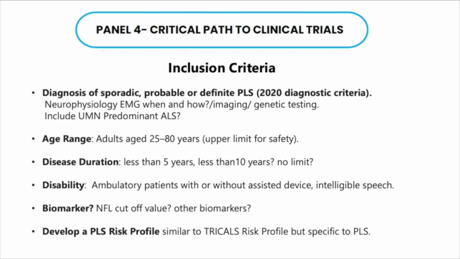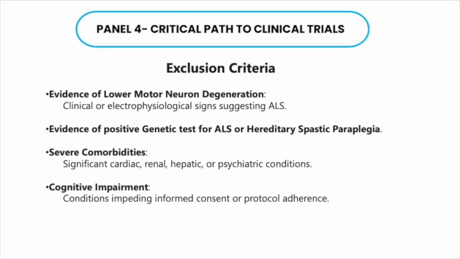And then, of course, I know we're not ready to use neurofilament as an entry criterion, but it seems to be, so far, the best we have, and maybe if we don't use it for an entry criterion, it's important to use it as an enrichment or stratification. And my last thing is, should we have a PLS risk profile like we do in the TRICOS, rather than go stepwise, univariate? Hopefully we get the data from the natural history and develop a risk profile. The exclusion criteria are simply straightforward, right? We want to exclude ALS patients, genetic disease, severe comorbidity, or cognitive impairment that will preclude participation. And that's it.